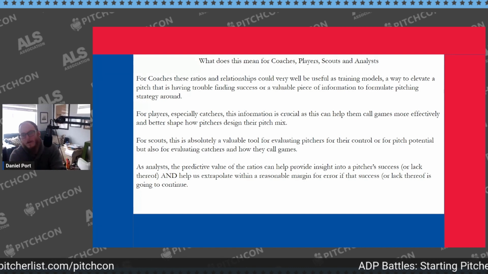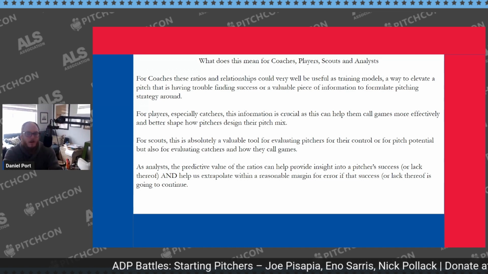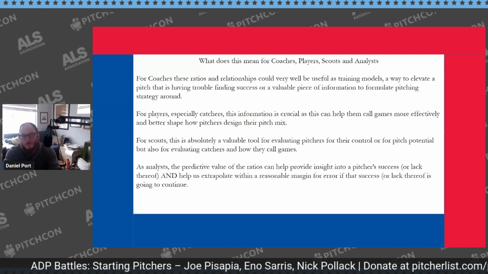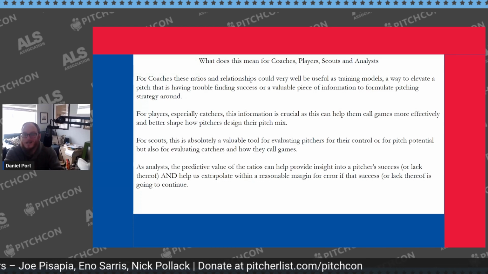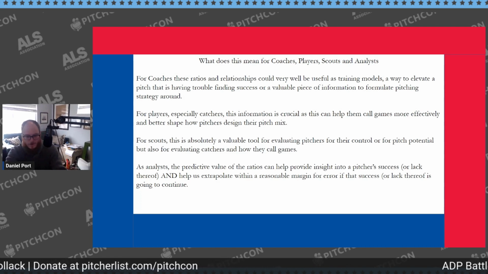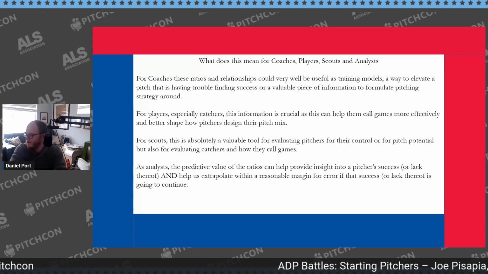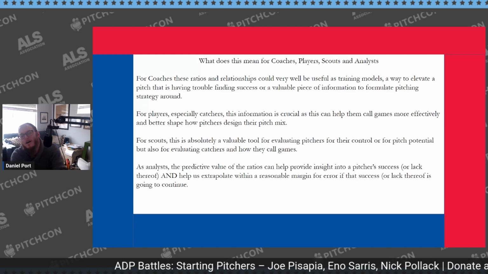And really help design pitch mixes and all that stuff. If you're a scout, it's a great way for seeing both, evaluating a pitcher for their control, for their sort of baseball IQ, and for pitch potential. It's the classic. I think the old saying is, if you've got two guys who can run to first base at the same speed, you take the one who doesn't have perfect form, because once you teach him perfect form, he'll be faster. It's the same thing.